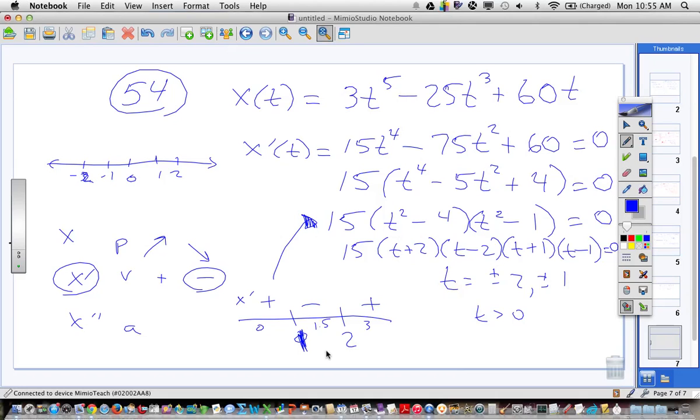It's a local max min problem. This is a local max. This is a local min. Now, in this problem, that means this is when he was farthest to the right, and the other one's when he was farthest to the left. You know, as he was going, kind of a local max, local min.